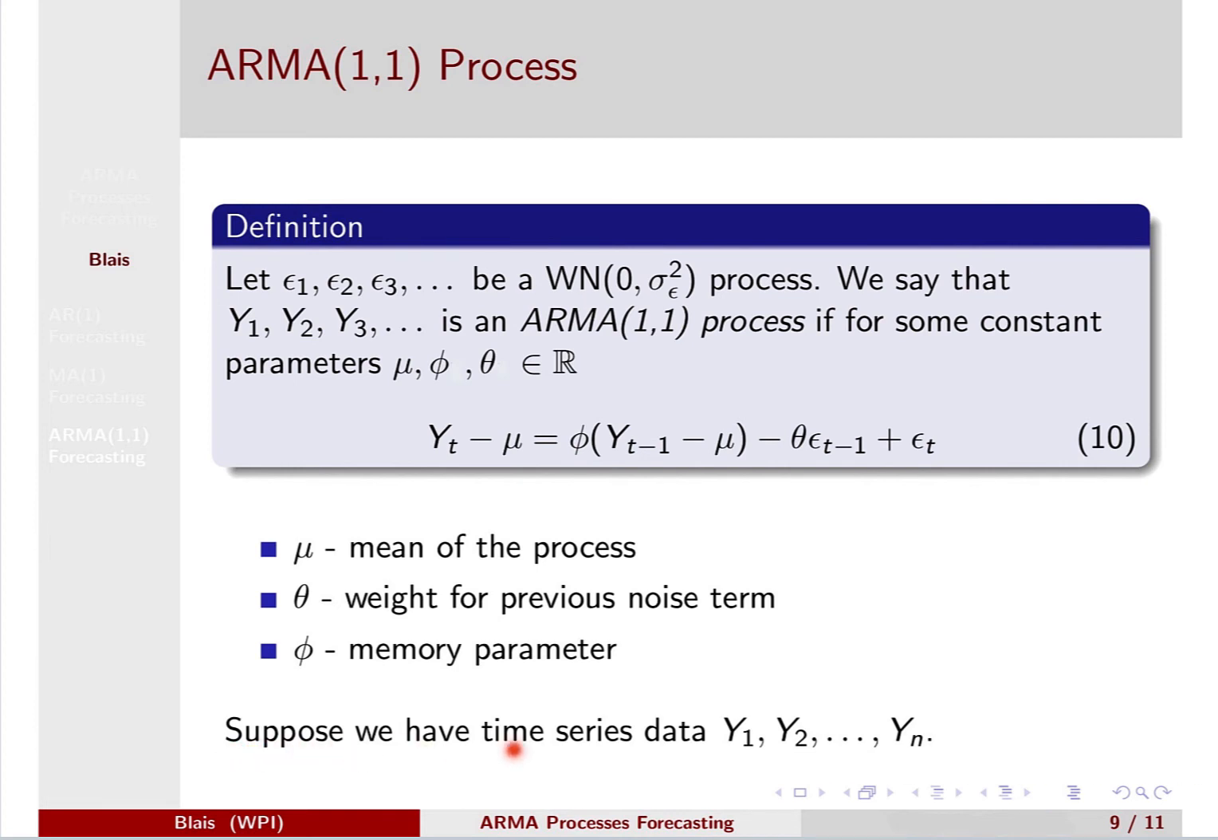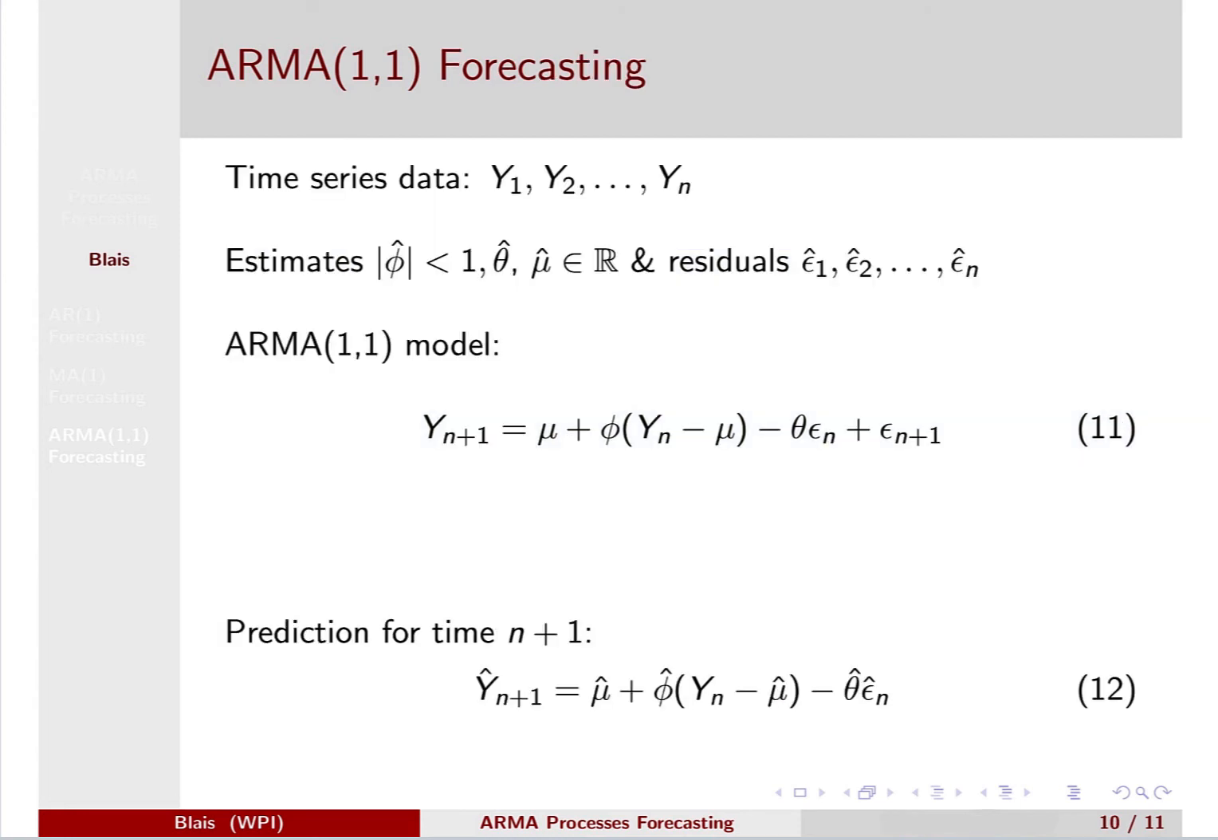As in the previous examples, suppose we have our time series data y1 to yn, and we want to use this for forecasting. So we have our time series data, we have our estimates as before. So we have an estimate phi hat for the memory parameter that's smaller than 1 in absolute value, so that we have a stationary time series model, estimates theta hat and mu hat, and then we have our residuals, so our estimates of the white noise terms. In this case, our ARMA 1-1 model looks like this, and we want to use this to predict what's going to happen at time n+1.